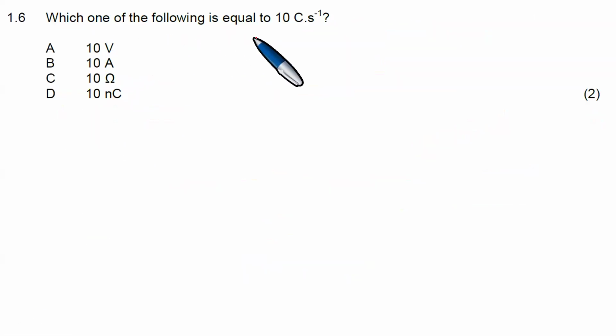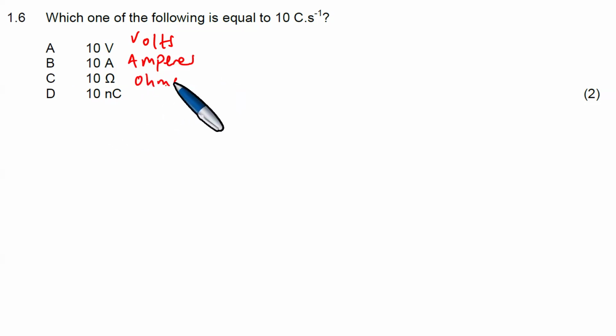Which one of the following is equal to 10 coulombs per second? Is it A, 10 volts, B, 10 amperes, C, 10 ohms, and D, 10 nanocoulombs? Here you're dealing with volts, and here you're dealing with amperes, and here we're dealing with ohms, and here we're dealing with nanocoulombs. So tell us which answer is the correct one here.